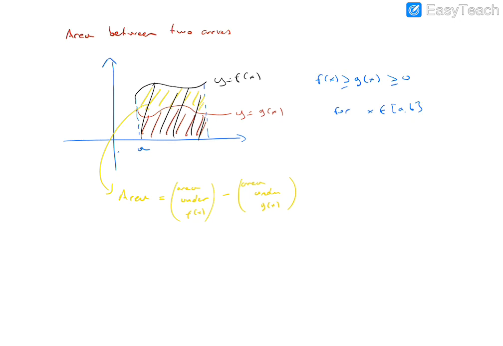So this area equals the area under f of x, from a to b, the integral of f of x dx, minus the area under g of x, from a to b, the integral of g of x dx. You can write these two integrals together. So this is the integral of f of x minus g of x dx. So this integral gives us the area between the two curves.